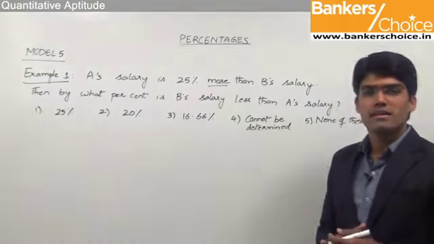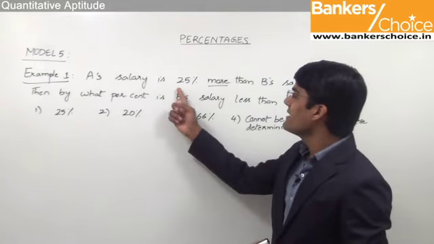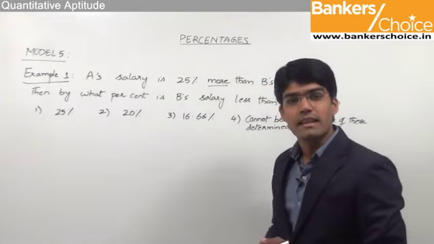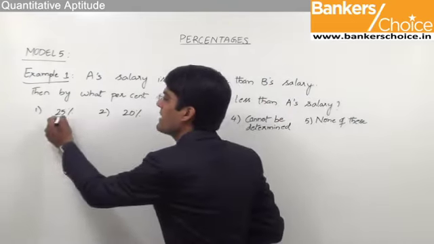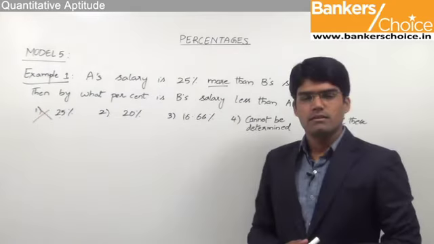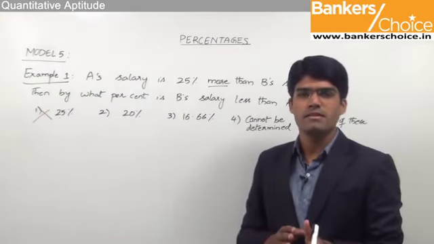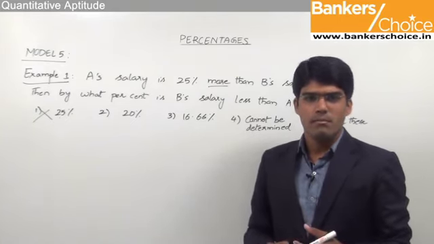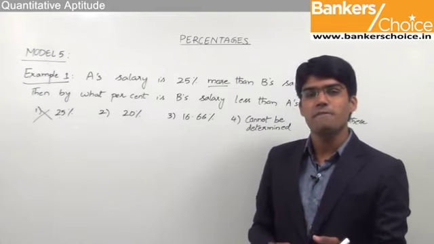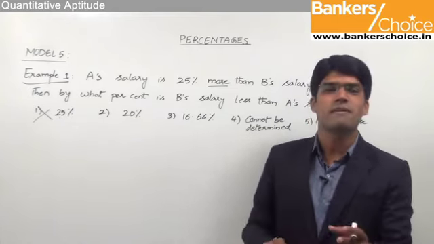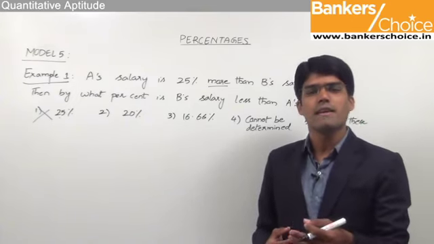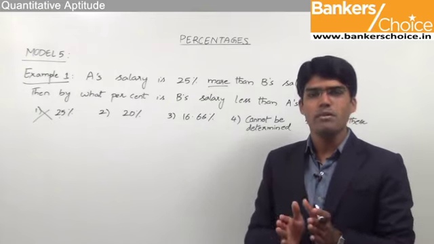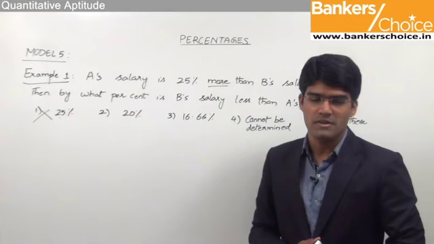Now one important point to be understood here is, just because A's salary is 25% more than B doesn't mean that B's salary will be 25% less than A. Some students mark first option 25 as the answer, which is wrong. The point to be understood here is, in case of numbers, when we say x is 5 more than y, y is 5 less than x. But in case of percentages, if x is 5% more than y, doesn't mean that y will be 5% less than x. Or similarly, if x is 10% more than y, doesn't mean that y will be 10% less than x. It can happen only in case of numbers, but not in case of percentages.